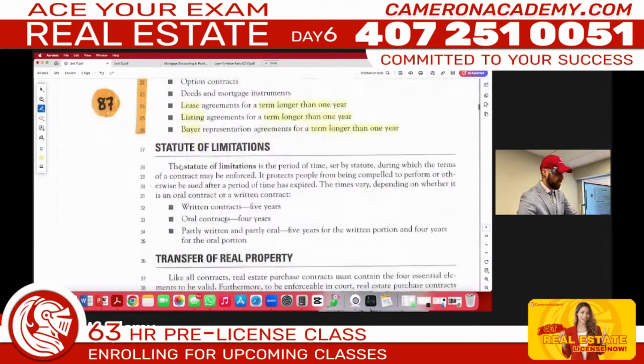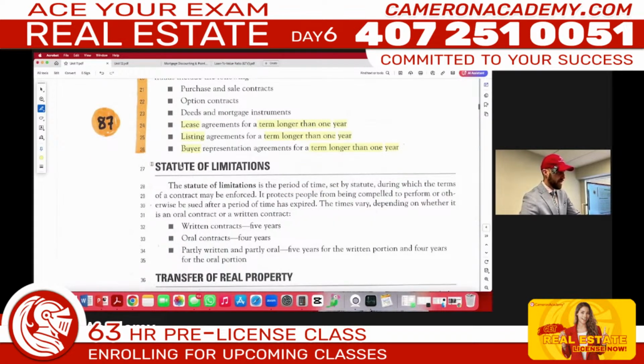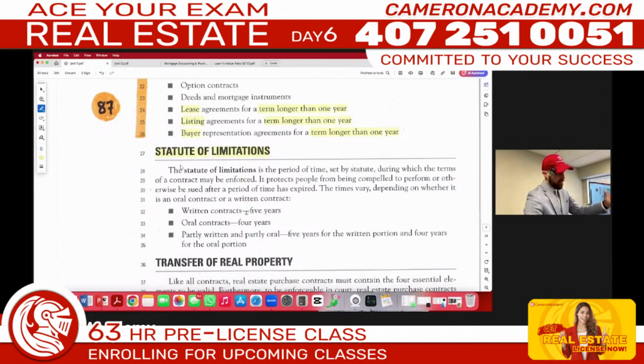So once again, not invalid, but if you want to enforce these, what we see on this list has to be in writing and signed. That's the statute of frauds requirement. Statute of limitations, you probably have heard of this before, but let's focus on what's on these bullet points. This is the time limit to hold somebody legally accountable for what they agreed to in the contract. Take them to court and enforce.